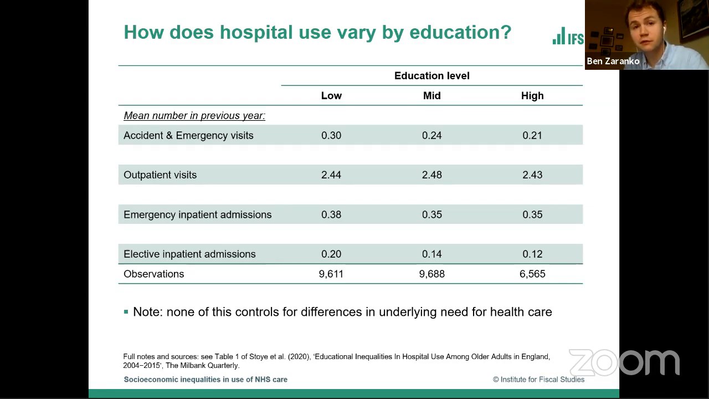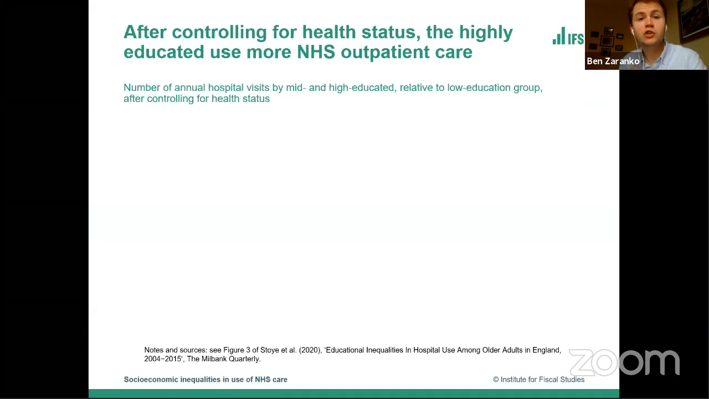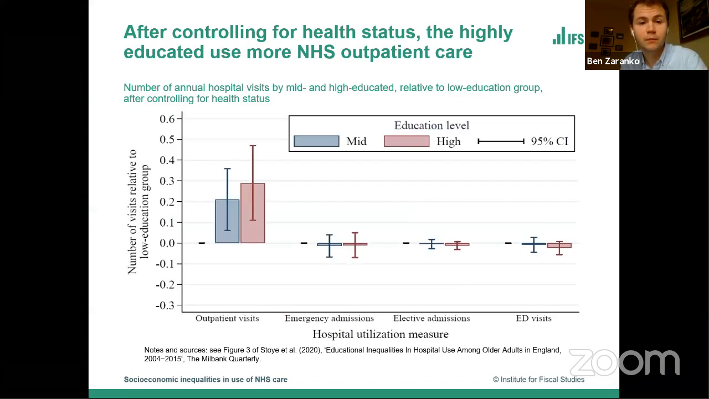But none of this controls for those differences in underlying health. So in our analysis, we're going to adjust for all that, control for all of that, and then examine how use of NHS hospitals varies across these education groups. So what I'm going to show you here is the number of annual visits for those in the middle group and the highest education group compared to those in the low group after controlling for their health and demographic characteristics. So a number of 0 would indicate no differences between groups. A positive number would indicate that those with high levels of education are using more NHS care than those with low levels of education but similar levels of health need.